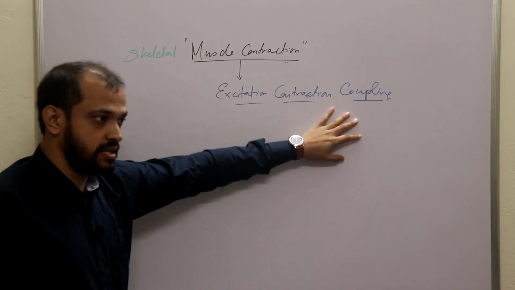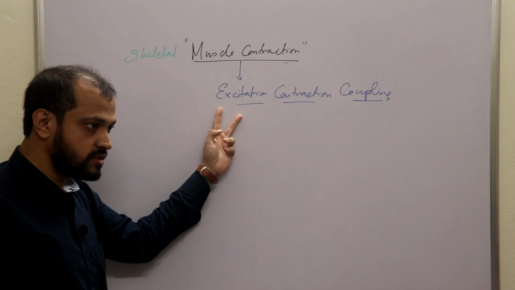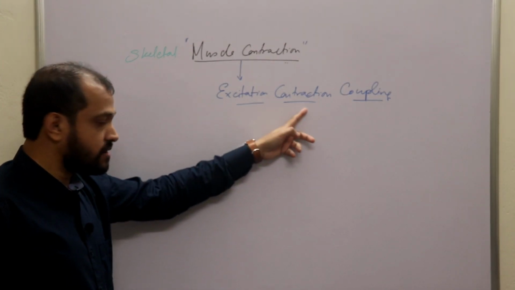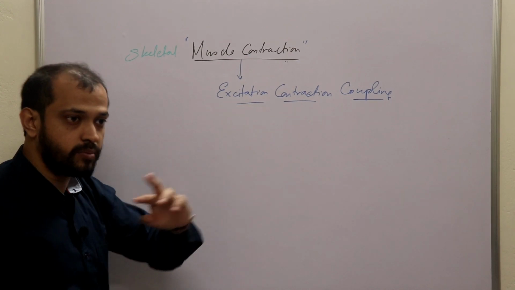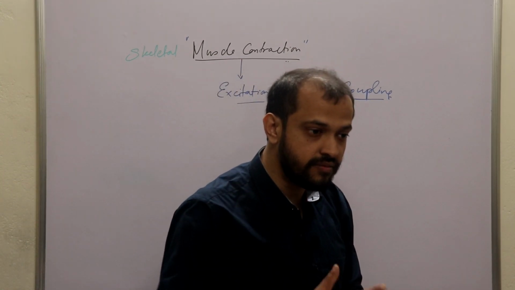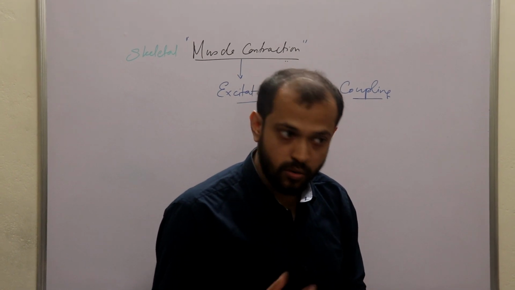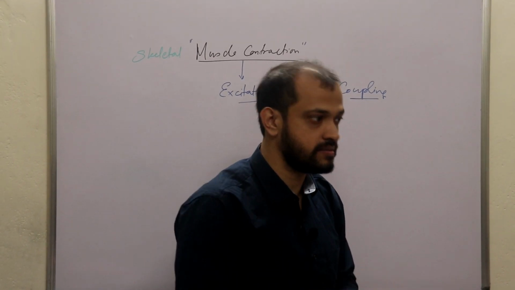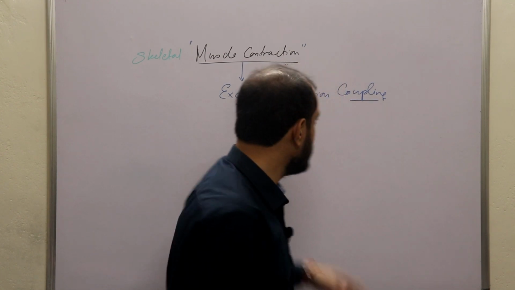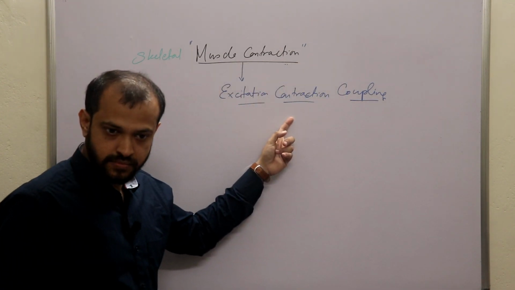These two things, that is excitation of a neuron followed by contraction of a muscle, are coupled processes. That means they are occurring almost in a single phase, at regular intervals without any intervening delay.